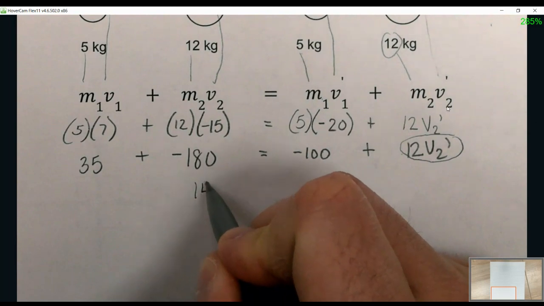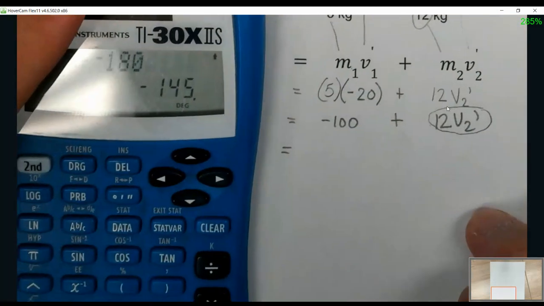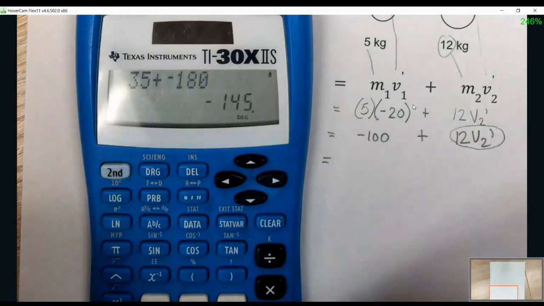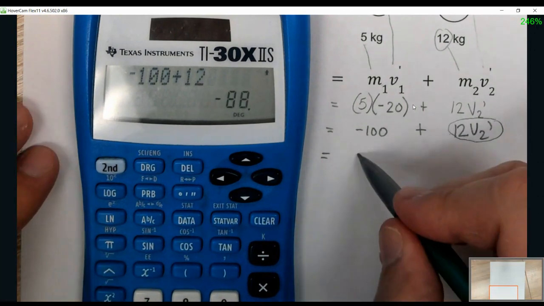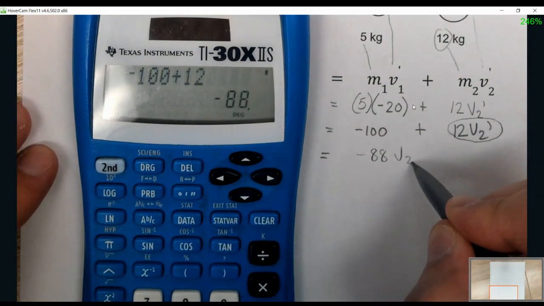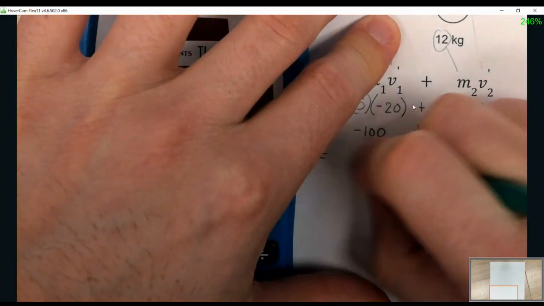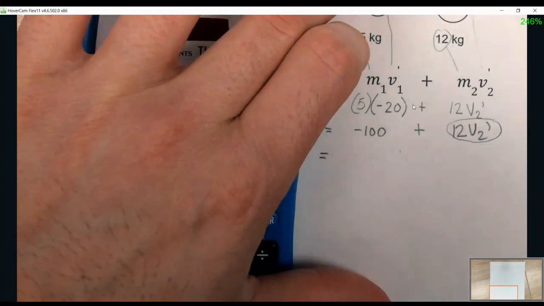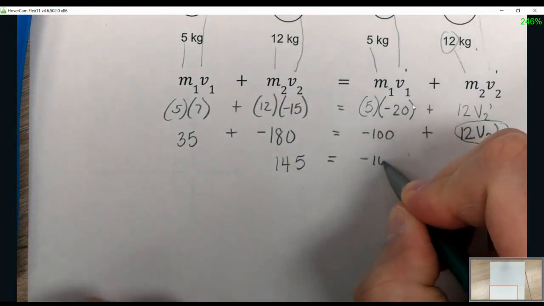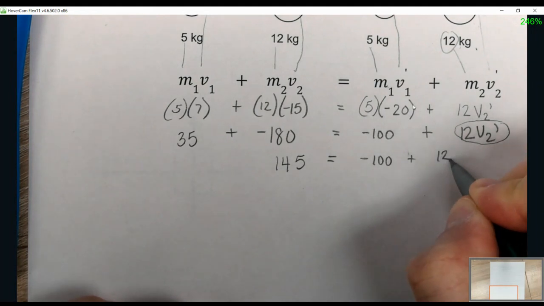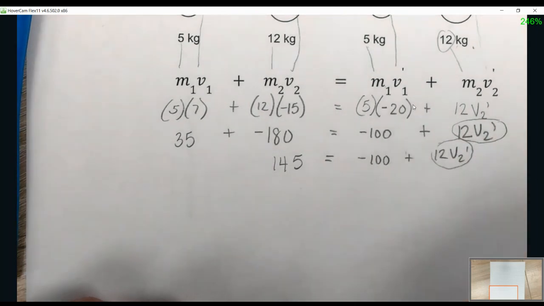Everyone seemed to do this side correct. But then I would get someone who would do this. They would do negative 100 plus 12, and on this side they would have negative 88 V2 prime and then divide. You can't do that. Mathematical operations do not allow that. So what we're going to do is rewrite all this stuff on the right side. Negative 100 plus this 12 V2 prime. To get V2 by itself, you're going to have to divide by 12.